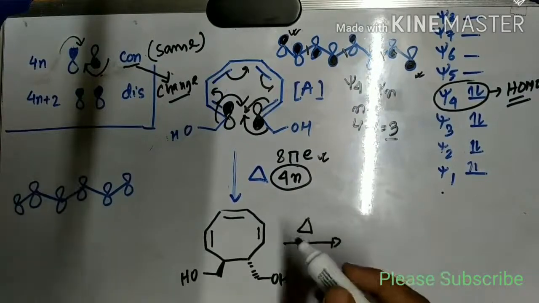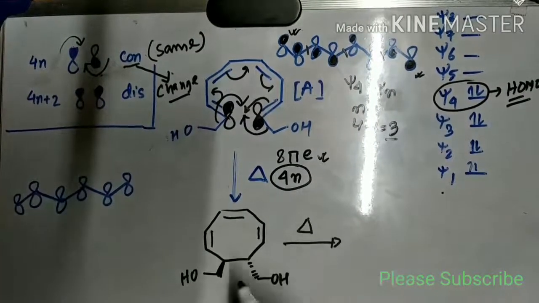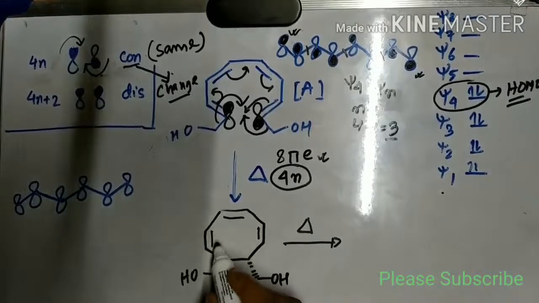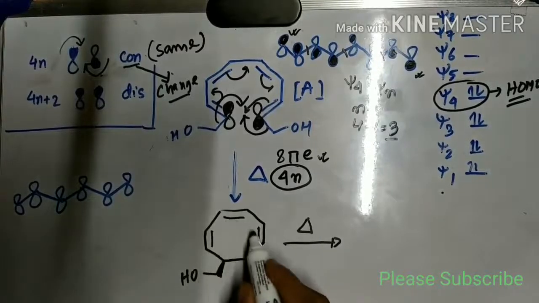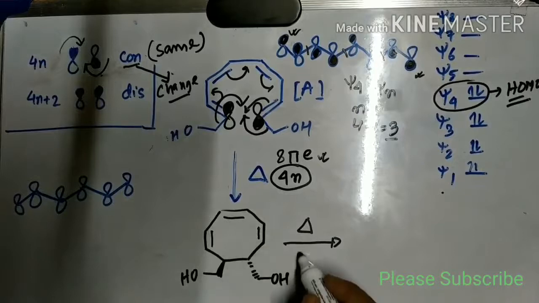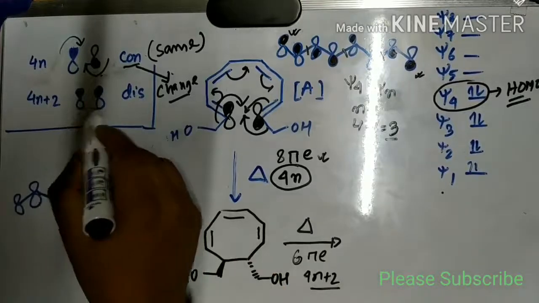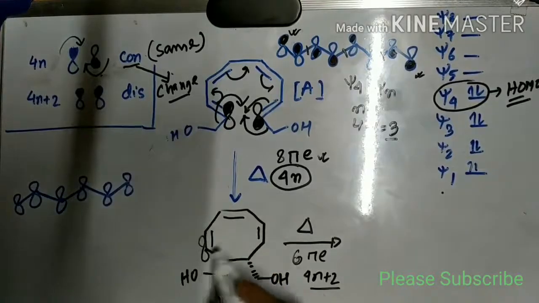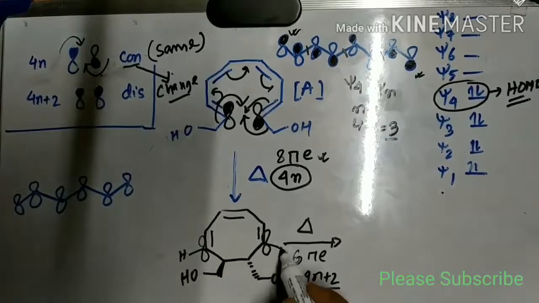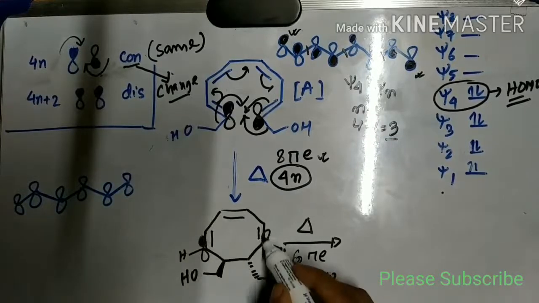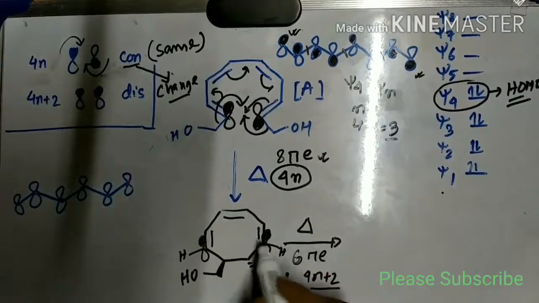So guys, in this case, you can see here this is a 6 pi electron system, because there are three double bonds, therefore it's a 6 pi electron system. And 6 pi electron means it is a 4n plus 2 type of system, and therefore both orbitals should be in the same direction, and here the hydrogens are there. Same direction means it will be above. So guys, this is like this.